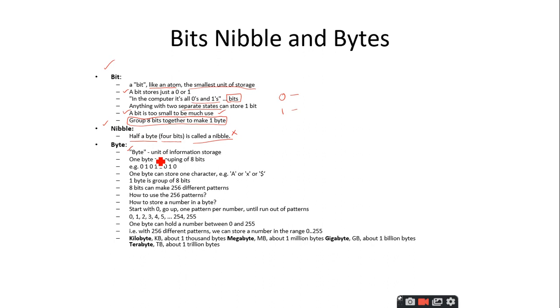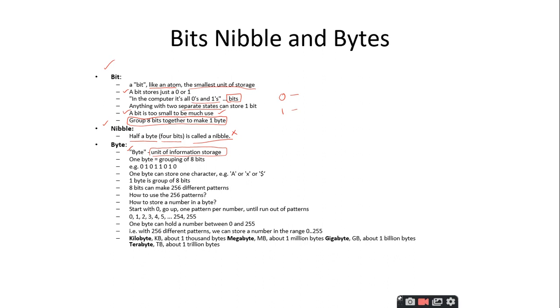So 1 byte is the unit of information storage. Somebody may ask you, what are the units for storage in the computer? You can say bytes, or KB, kilobyte, megabyte, gigabyte. There are a number of terminologies like that. Anything you want to store in terms of bits, you store as a combination of bits, for which we give different names.